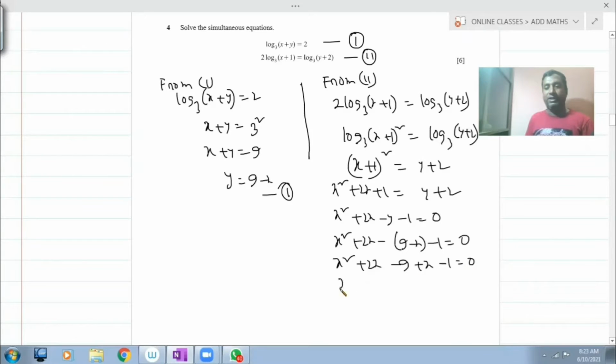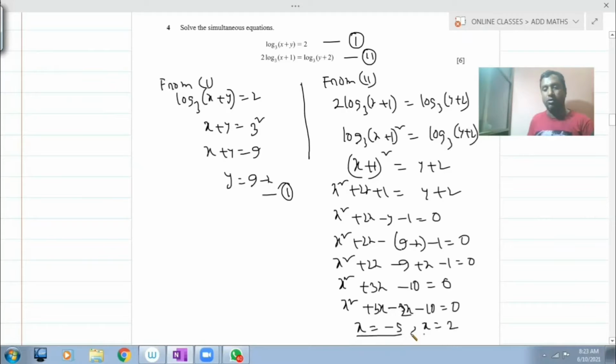If we simplify this, x squared, 2x plus x is 3x, minus 9, and then it should be minus 10, equals 0. And if we factorize this, we are having x squared plus 5x minus 2x minus 10 equals 0, and so x equals minus 5 and x equals 2. These are the 2 values we have got here.